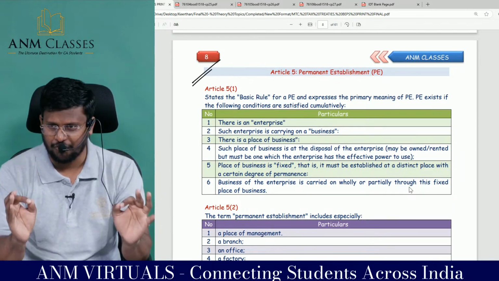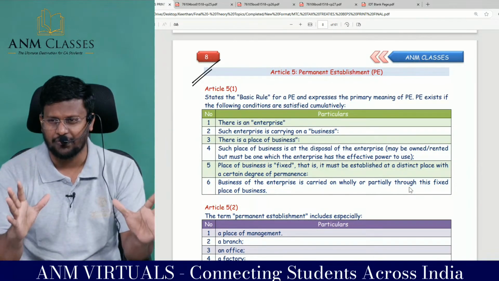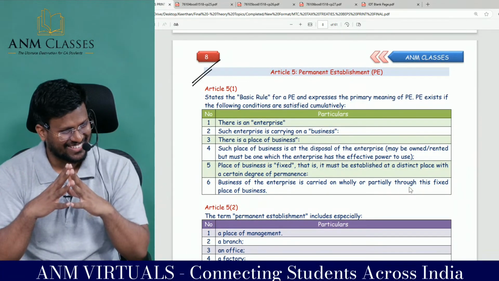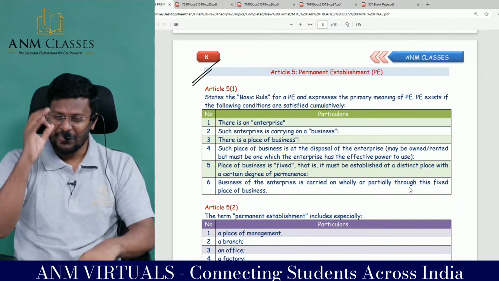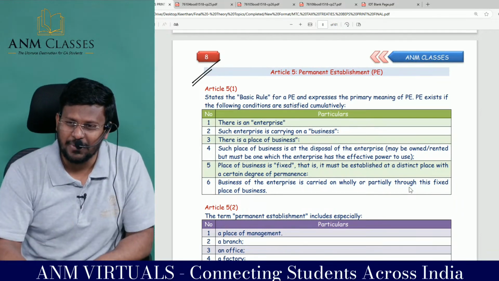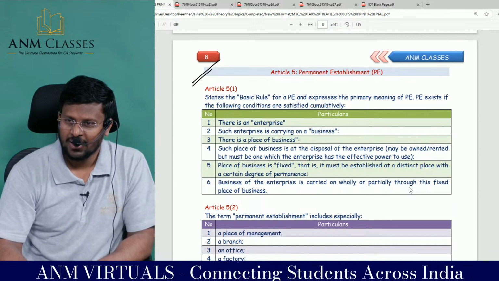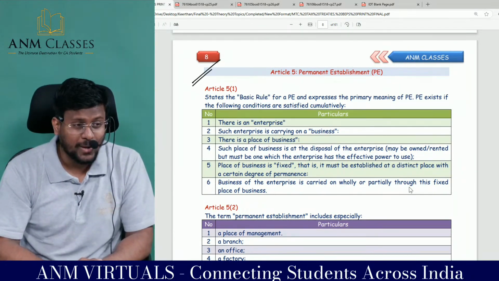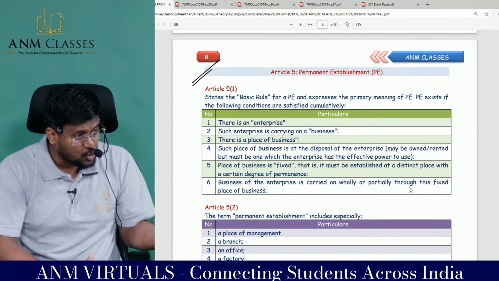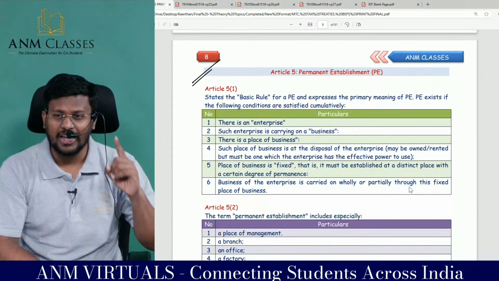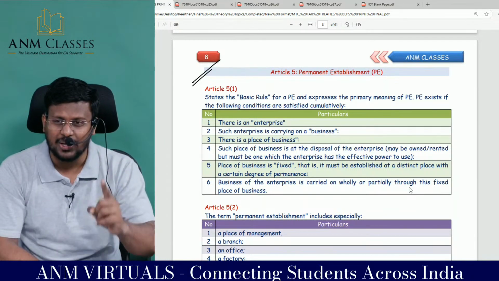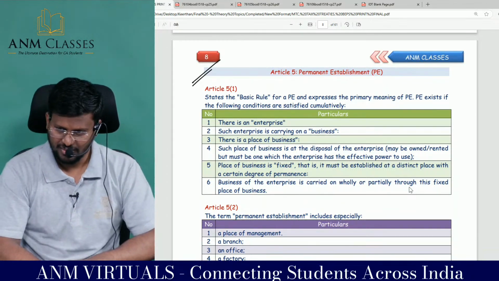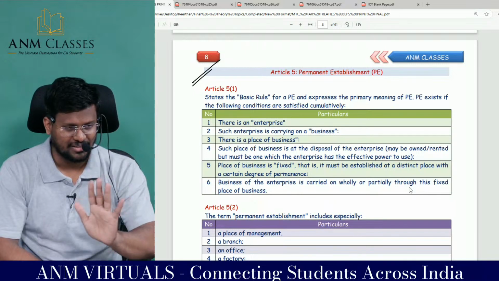Generally business profit will be taxed based on the residence principle. But the exception to the business profit is that it will be taxed based on the source principle if you are able to establish the permanent establishment. Then only the exception will work.